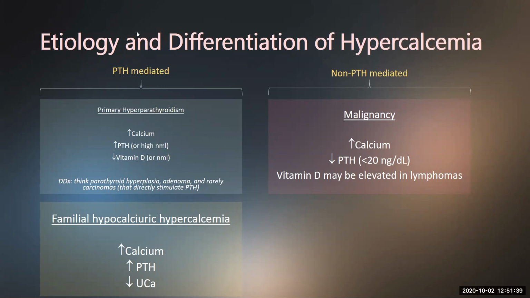So if something's PTH, you can divide them another way, of either it's related to PTH or it's not related to PTH. If it's related to PTH, it's either PTH itself, which is clearly going to cause these associations, and then it's going to drop your phosphorus and your vitamin D levels, or it could be familial hypocalciuric hypercalcemia.